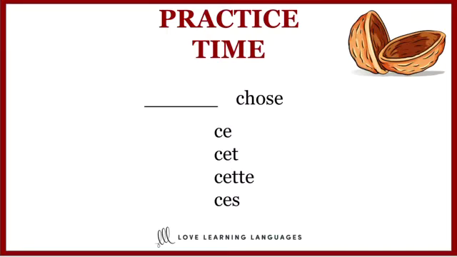Okay, what about the word chose? Chose. C'est masculin ou c'est féminin? C'est pluriel ou c'est singulier? Well, we know that it's singular because there's no S on the end of it. So that narrows it down. Are you going to choose ce, cet, or cette? Well, if you chose cette, then you are correct because chose is a feminine word. It doesn't matter what the thing is. It doesn't matter if it's a book, which is masculine, or a table, which is feminine. It's still a thing, and that word chose is always feminine.